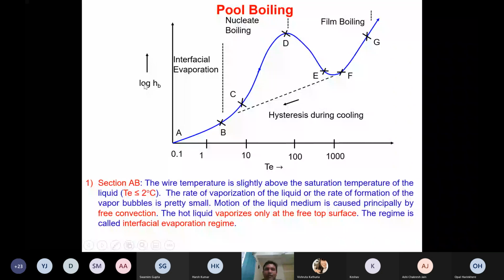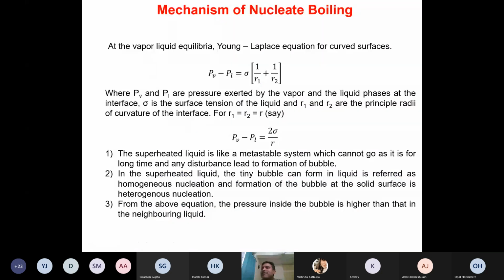Now, what we are trying to understand here is how much degree of superheat is required for the formation of a particular radius of the bubble. Why is that important? That is important because if the radius of the bubble is lower, then all such bubbles are going to collapse even before they reach the surface. So we wanted to find out how much superheat is required for the formation of a stable bubble.